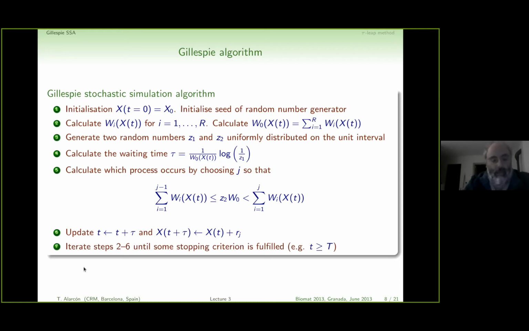Then basically you iterate steps 2, 3, 4, 5, and 6 until some stopping criterion is fulfilled. So you can have something like t bigger than some prescribed time or whatever. Now this is going to generate a sample path. If you want to extract useful information from that, you have to generate many of these paths and then do statistics over this. Is that clear?